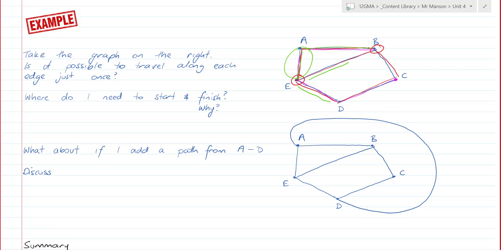Anyway, the point here is I've got 2 odd degree vertices here, E and B. So as long as I start at E and finish at B, I can go along every edge exactly once. But if I start at A, D or C or finish at A, D or C, it won't work. That's the main takeout from this lesson. What about if I add a path from A to D? So this one here I can do. I've shown you I can do it. Can I do that?